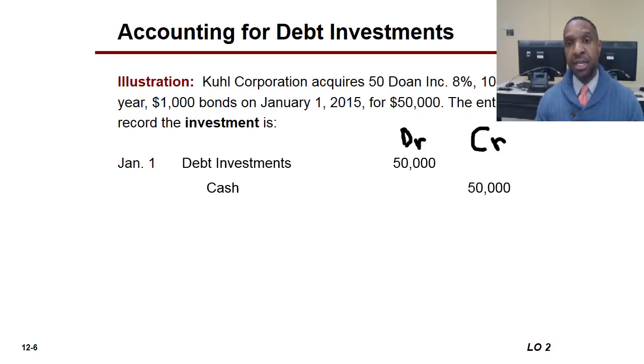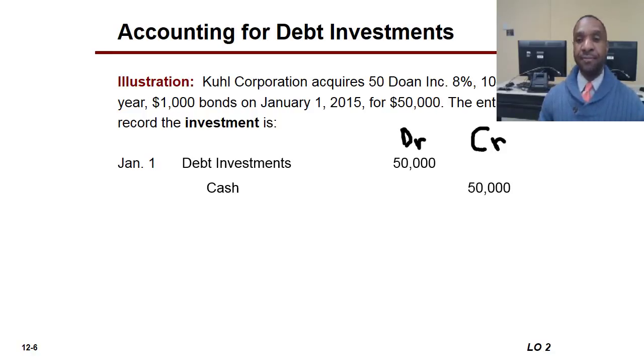Cool Corporation, they're the ones purchasing 50 of these bonds, right? 50 of the bonds, and each bond is $1,000. So that's the amount of the bond. Now, each of these bonds are paying 8% interest, right? They're paying 8% interest. So conveniently, this is done on January 1st. So we see here the entry for this.